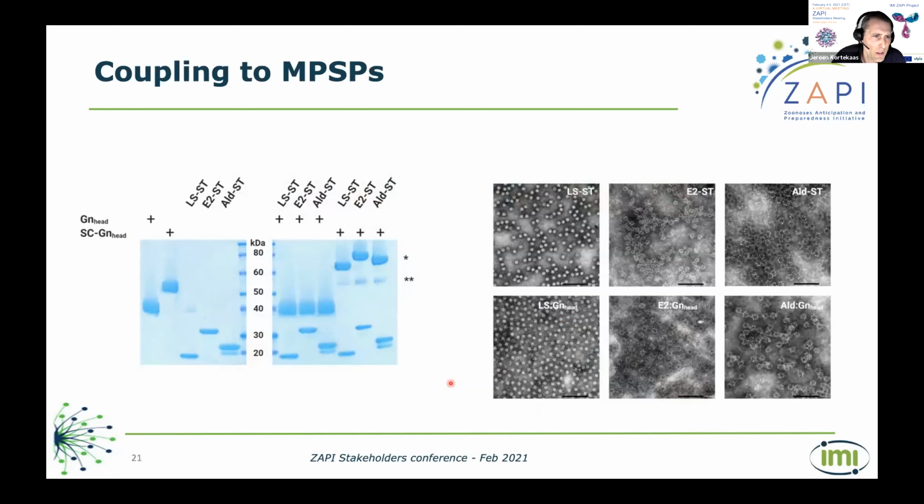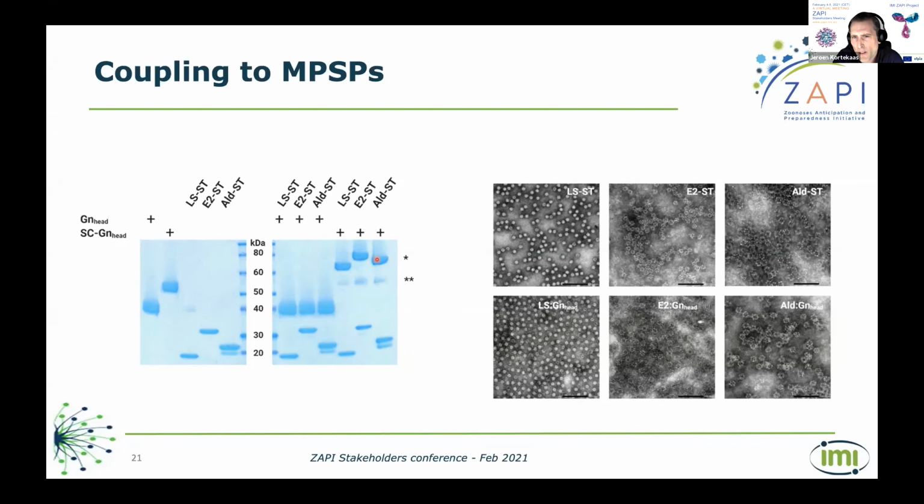So what you see here on this gel is, to the left, the GN head with and without spike catcher. Then on the same gel, you see the lumazine synthase and the E2 and the aldolase with a spike tag. And in the right gel, it's a little bit complicated, but if you look carefully, you see that if you put the GN head without spike catcher together with the particles, you see the individual components in the gel. But if you have the spike tag and the spike catcher, you see a combination resulting in this coupling of the particle and the subunit.